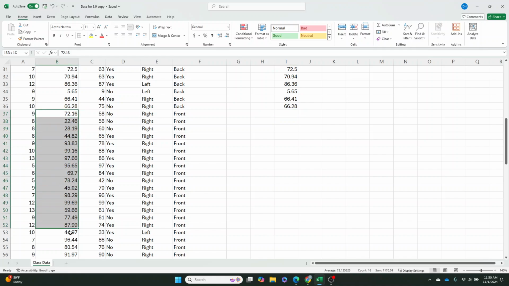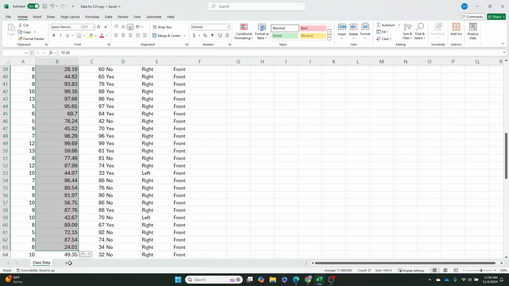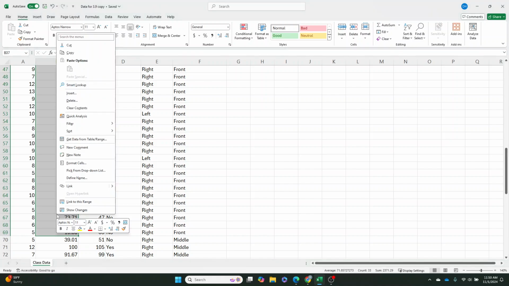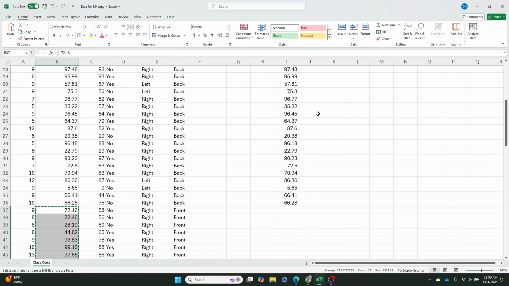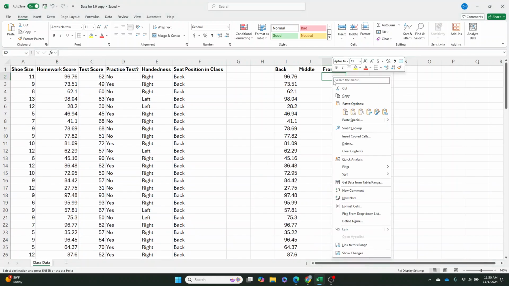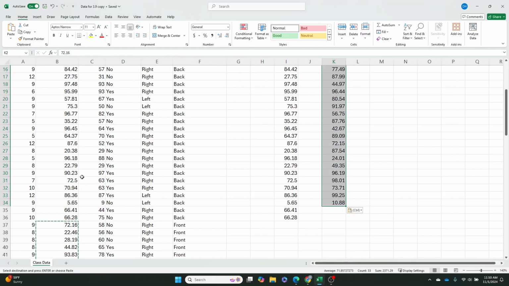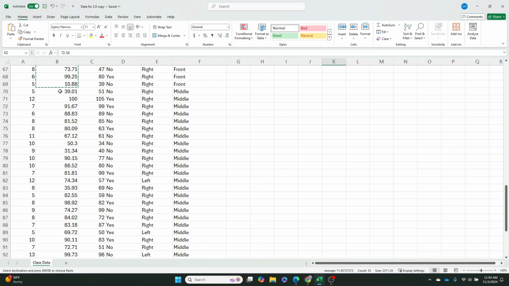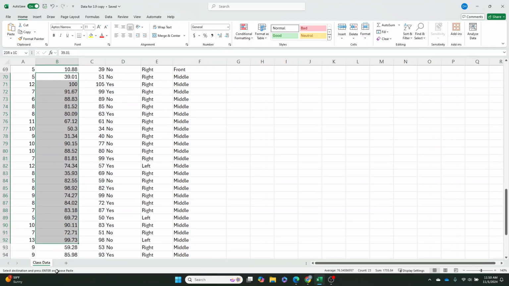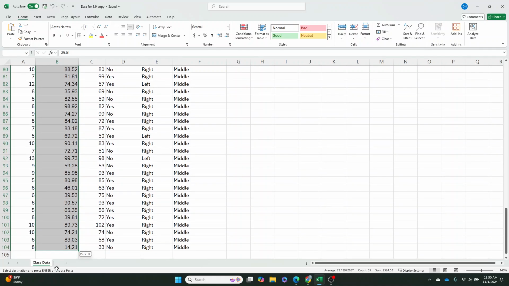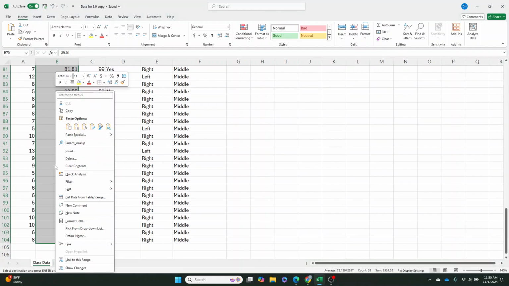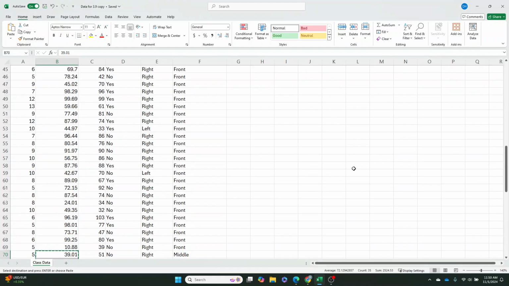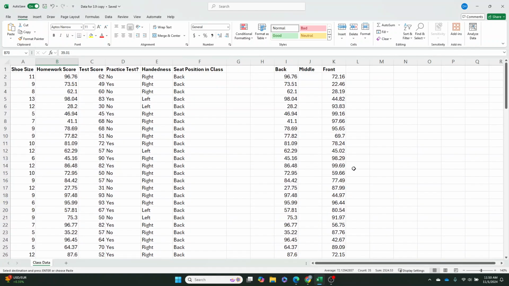So I'm going to grab all of these who sit in the front. There we go. Copy. And let's put them in the front column. And then middle should be all the way at the bottom. So I'm going to grab all the people who sit in the middle, or the homework scores of the people who sit in the middle. So copy and paste.